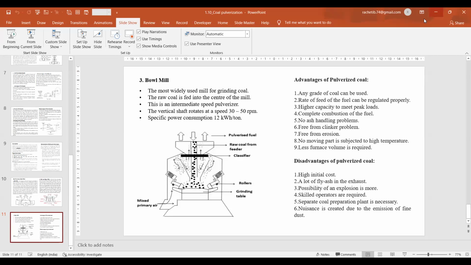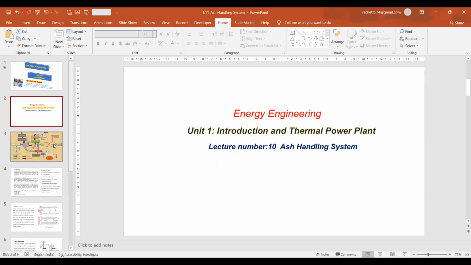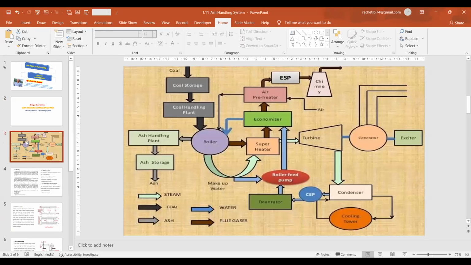pulverization system. Now let us start with today's topic, that is ash handling system. So we'll go a little faster. As seen in the first class, I just want to show where the ash handling system is. This is the general layout of the power plant. Coal is coming from the coal handling plant. Then it is in the boiler, water is there in the tubes or in the shell. Then it is heated to convert it into steam.